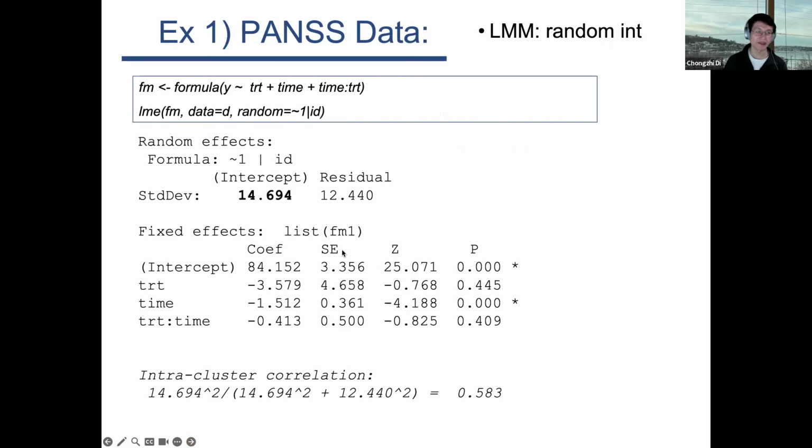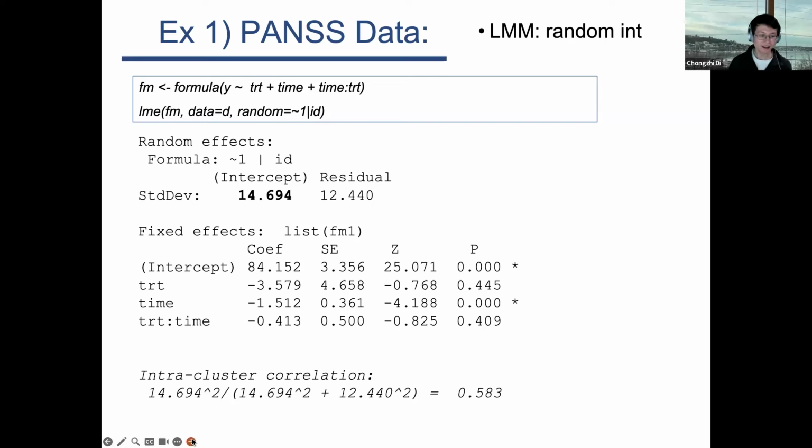So it's smaller here. And if you look at the random effects, the main parameter is the standard deviation of the random effects. In this case, it's estimated to be about 14, and the residual error standard deviation about 12. What this indicates is that we can calculate the so-called intra-cluster correlation. There was a formula before, but in this case you can do that easily. It means this model tells us the within subject correlation is about 0.58, so it's a medium level of within subject correlation.